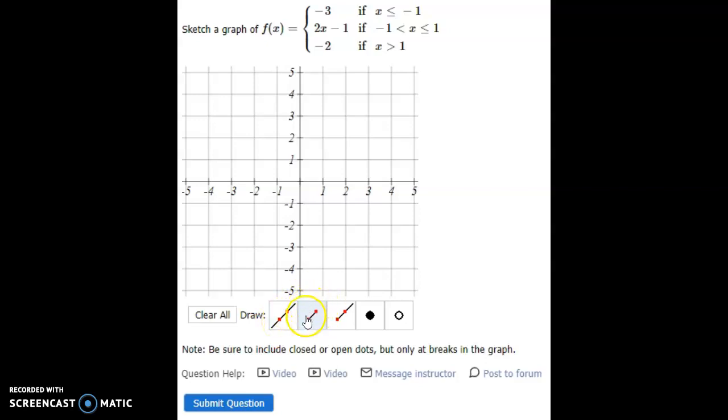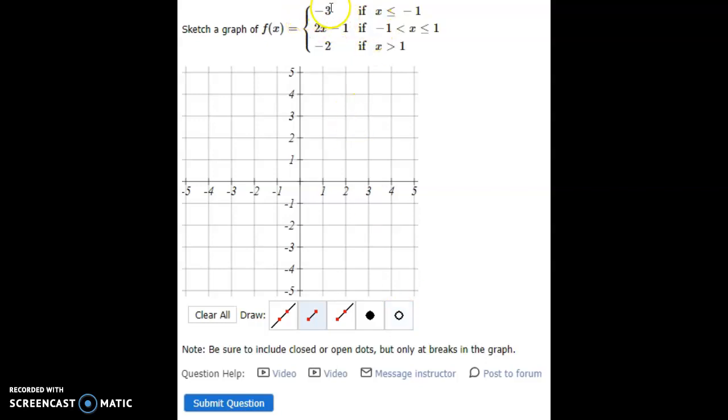Then this next button makes a line that's connecting 2 points, but it only makes the line between the 2 points. The third button makes a line starting at 1 point that goes out in one direction from it. So not both directions like the first button, but in only one direction. And then we have the include button and the exclude button at the end of a segment. So that's what we want to do.